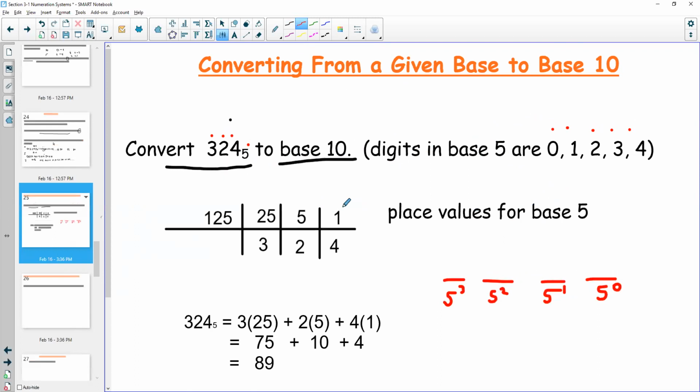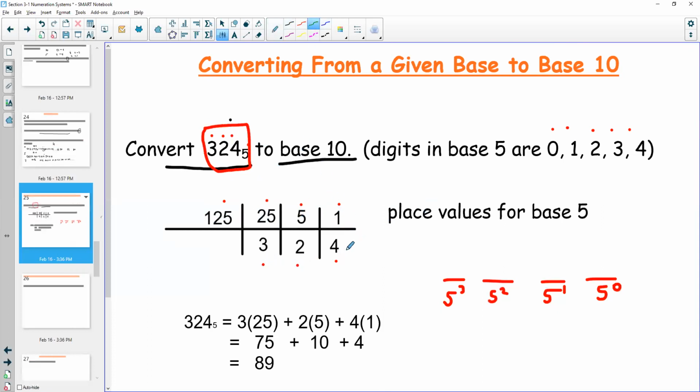And here they are over here. 5 to the 0 is 1. 5 to the first is 5. 5 squared is 25. 5 to the third is 125, okay? Once you have your little chart laid out, then you take your number in that base and put it into the place values. So 4, 2, 3, okay?